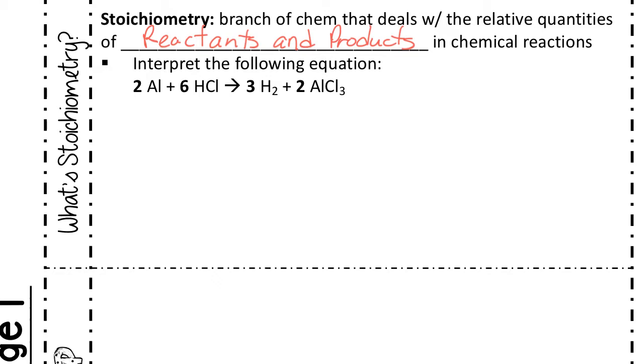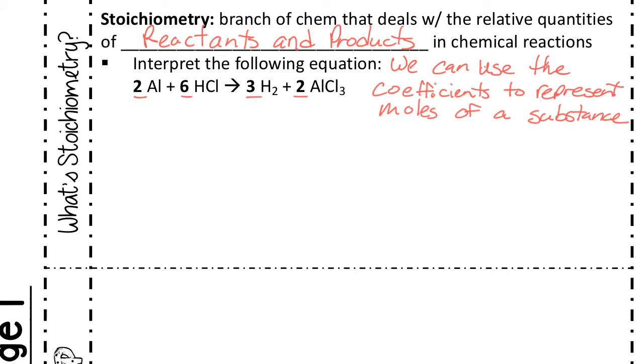We can also interpret the following equation this way. We can use the coefficients as equaling the relative amounts of moles of each substance. So I'm just going to write that down. We can use the coefficients to represent the moles of a substance. Remember that the numbers in front of our molecules and elements are called coefficients. So that's what we're going to be using today.